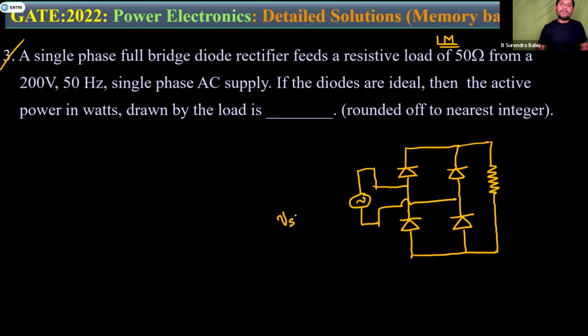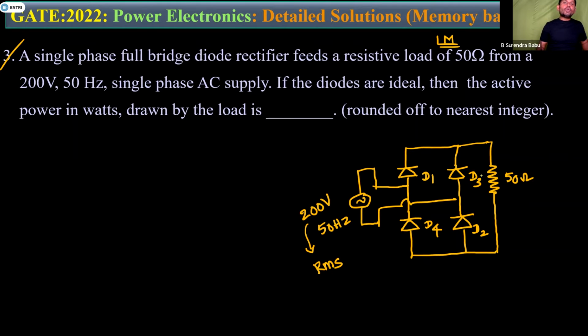Yes, friends, Vs equal to Vm sin omega t. This is D1, this is D3, this is D4, and this is D2. Resistive load is 50 ohms. The supply voltage, how much is it given? 200 volts, 50 Hz. If 200 volts, 50 Hz, then which value is this? It is the RMS value. We know that in single phase, whatever supply is given without any function is the RMS value.